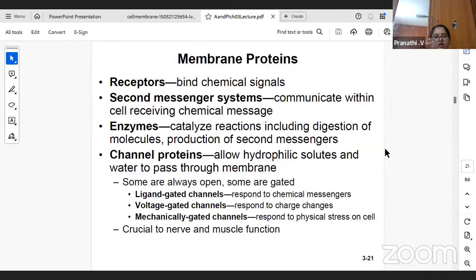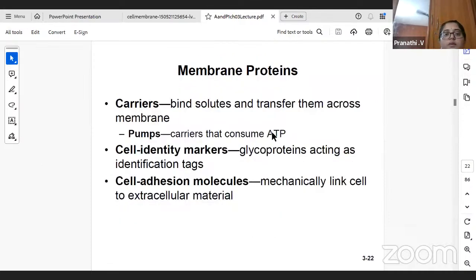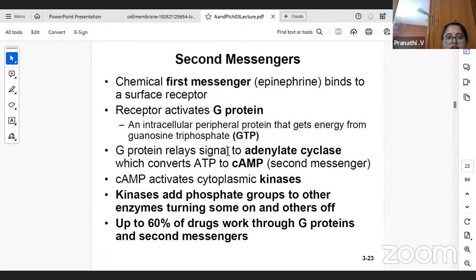Mechanically gated channel, because of any kind of stress on the cell, it is going to be open. So if there are more number of ions or molecules present inside the cell, this mechanically gated channel is going to be open. When it comes to the membrane proteins, again we have different types, that is carriers, cell identity markers, and the cell adhesion molecules. You have seen that.